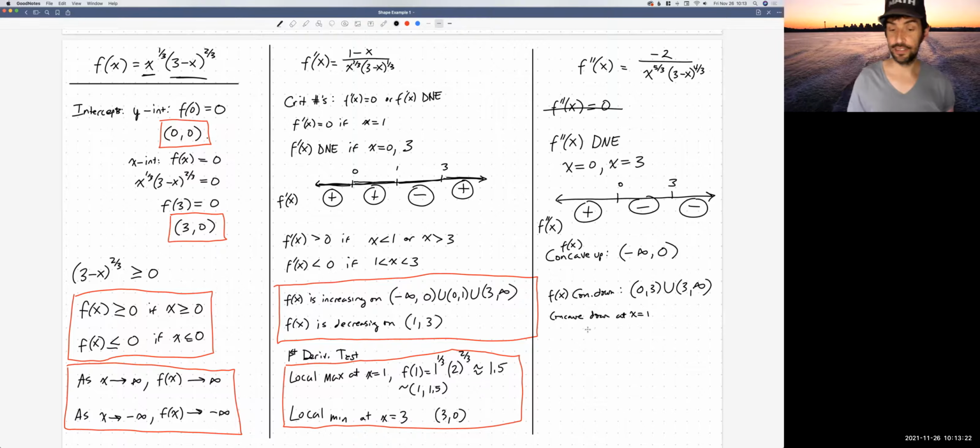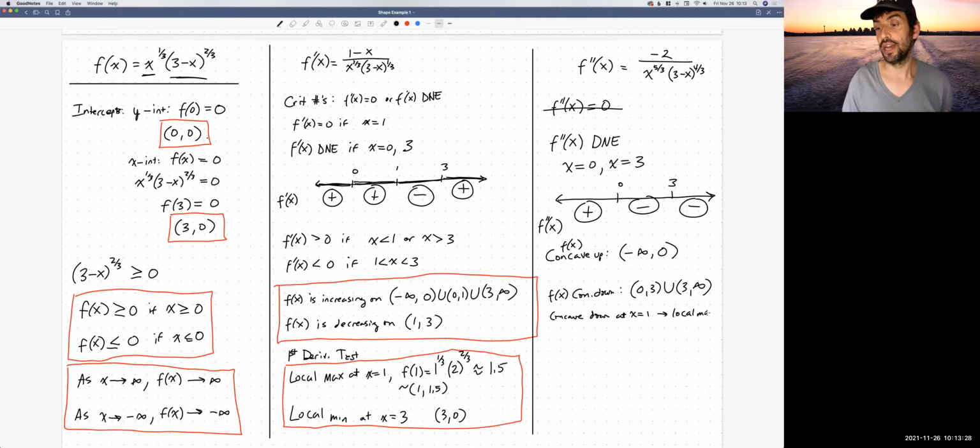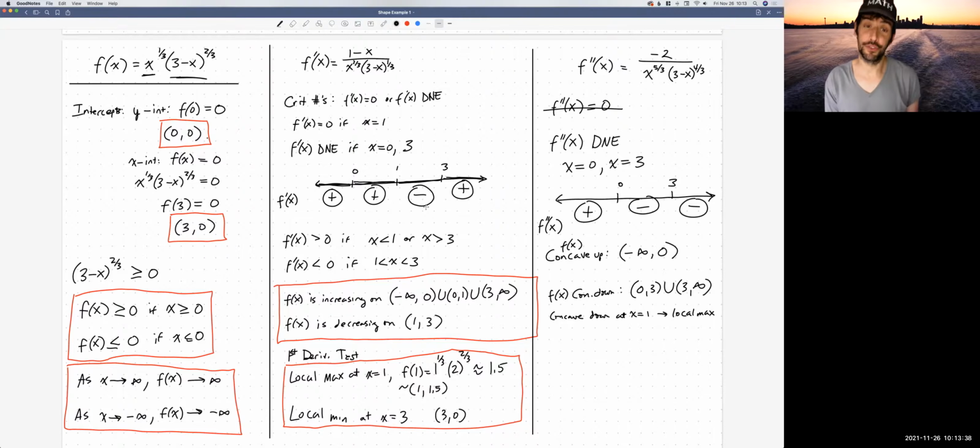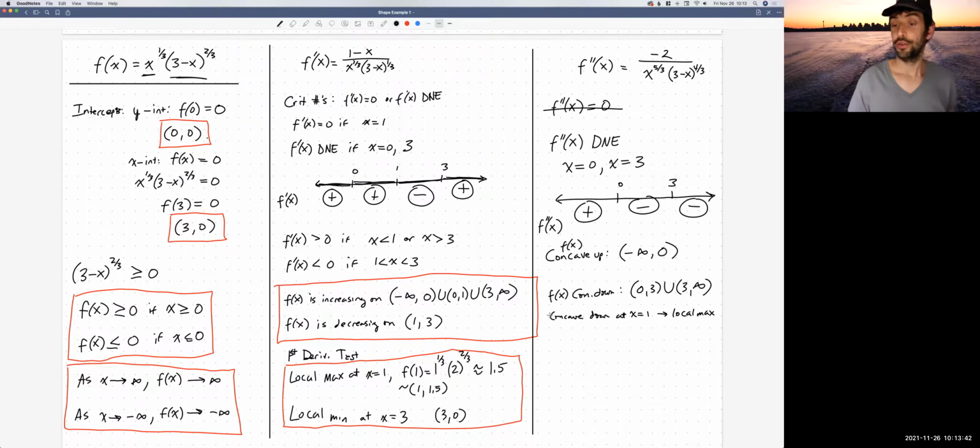The second derivative test tells us that x is a local max, and it just confirms what we got from the first derivative test. We can't use the second derivative test at 3 because we don't have concavity there, and our first derivative doesn't exist there, so the second derivative test doesn't work there. So it just confirmed what we got already from the first derivative test, but it's nice to see that they do agree with each other. Okay.